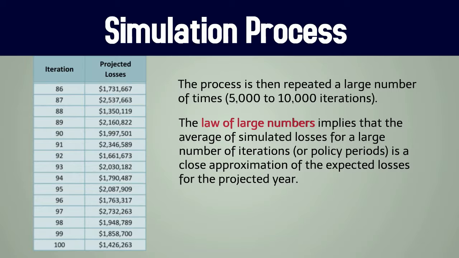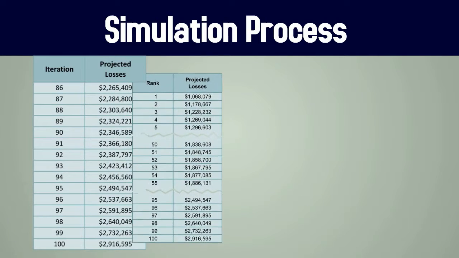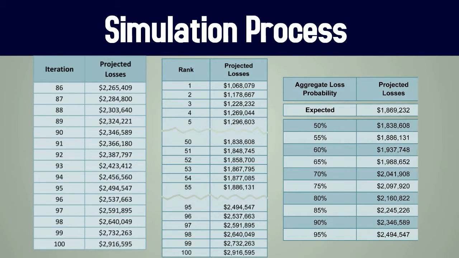Once we've completed the 5,000 to 10,000 iterations, the total losses for each iteration are then ranked smallest to largest, and estimates by confidence level are summarized. This aggregate distribution provides an overall picture of the expected losses and confidence level estimates around the expected losses.